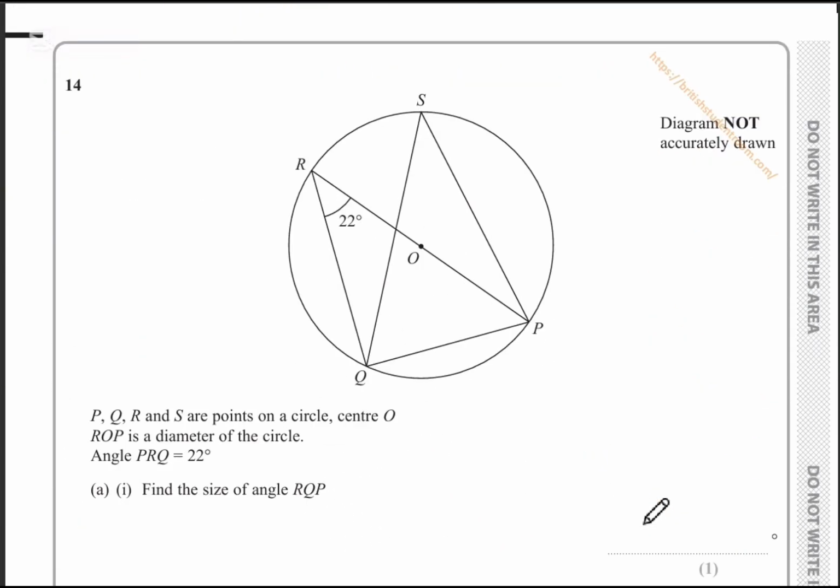Right, next question. PQ, R and S are points on a circle with center O. Okay, I have the center O. ROP is a diameter. Angle RPQ is 22. Find the size of angle RQP. What is RQP?